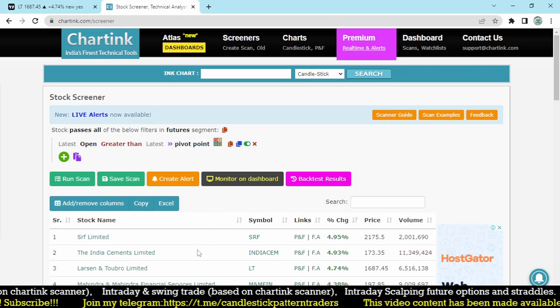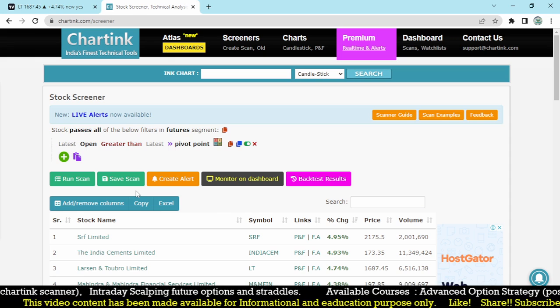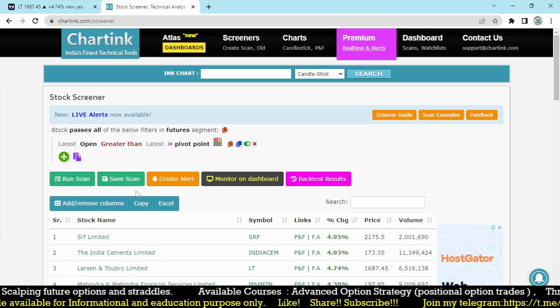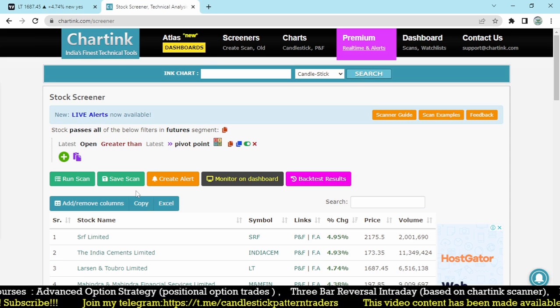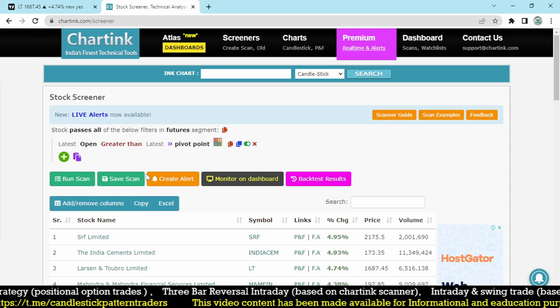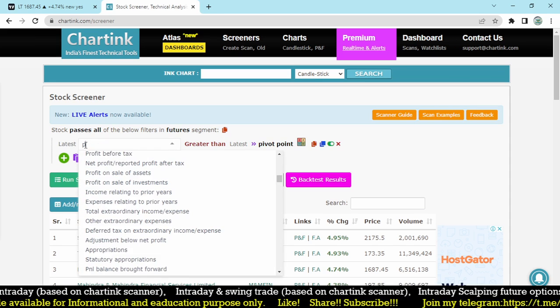So let me try it out. We'll try the pivot which is greater than the previous one. We will find a trending stock using the pivot point. Let me try how we can do it. So we'll go for a pivot.